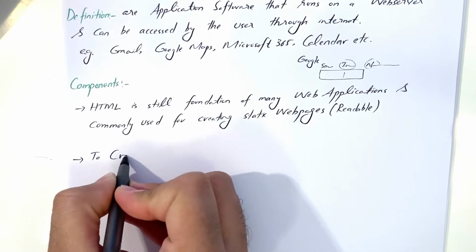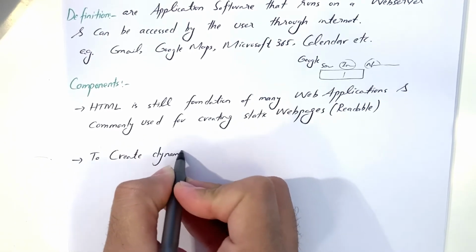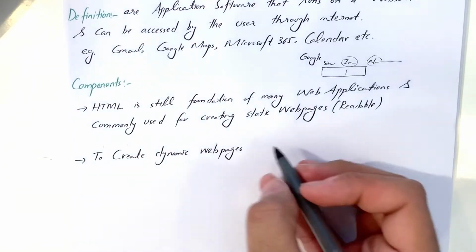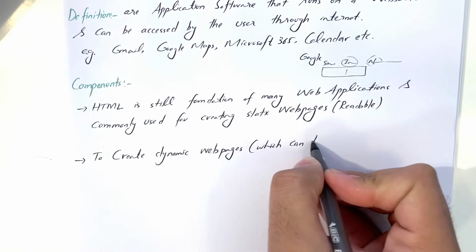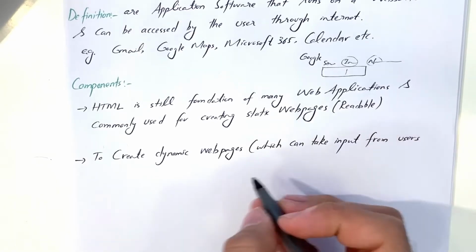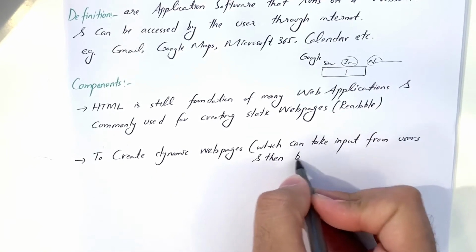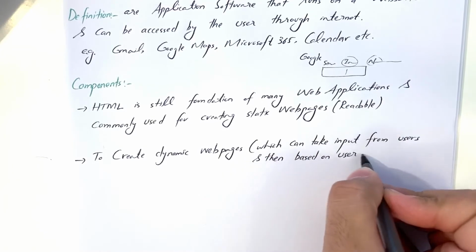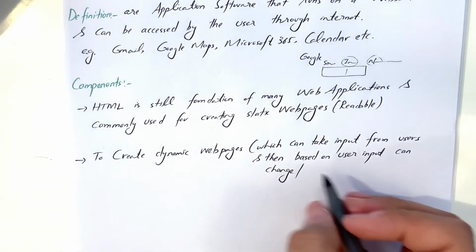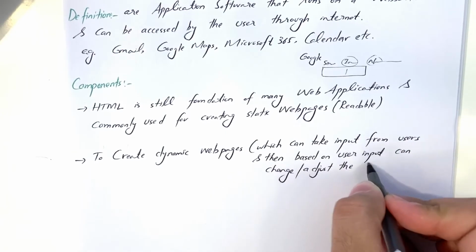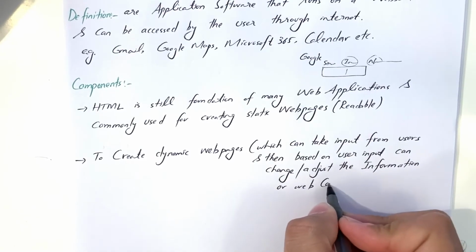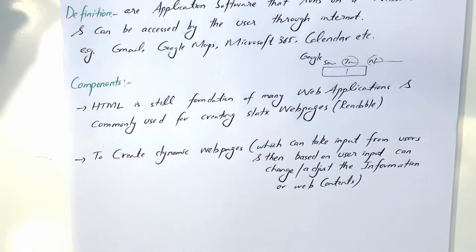To create dynamic websites, dynamic web applications, or you can say web pages. Dynamic web pages are basically which can take input from users, and then based on user input can change, or you can say can adjust the information, or you can say the web contents. Like whatever user want to see, it will show you that particular stuff.